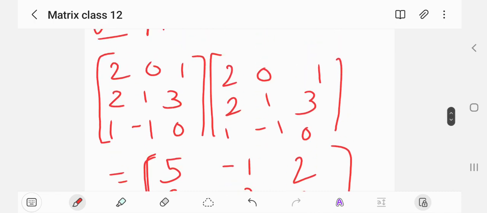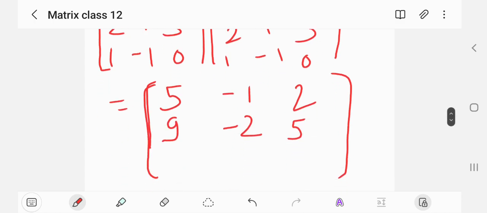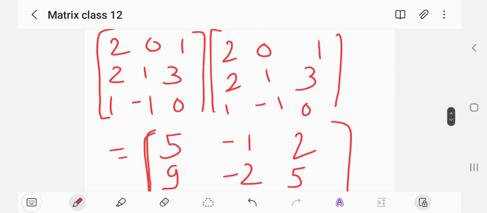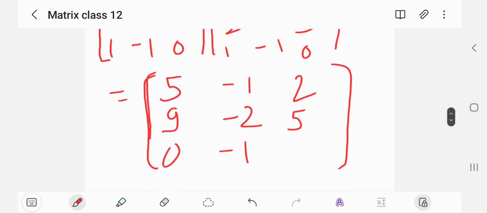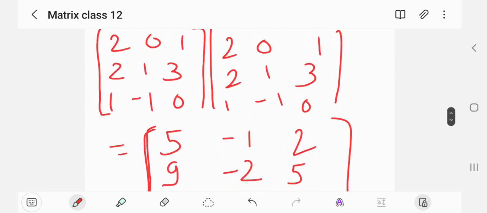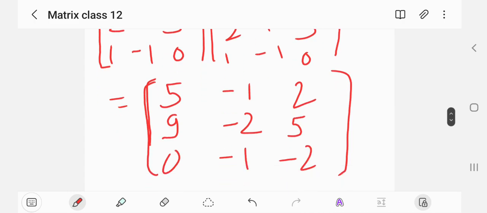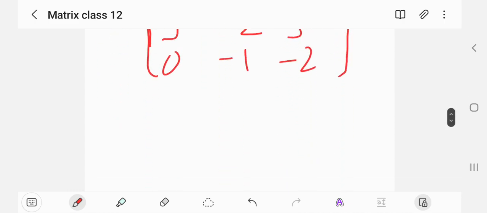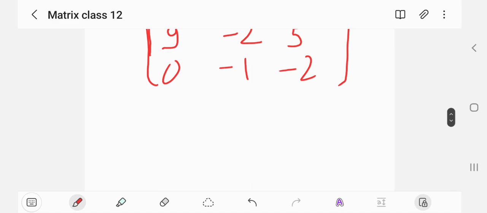Okay, 2 minus 2 is 0 and 0, it is 0, and this becomes 0, this will become minus 1 and this becomes 0, so I get minus 1. 1 minus 3 is minus 2, so I get minus 2. Okay, so this is my matrix. This is A square. Now what is minus 5A?